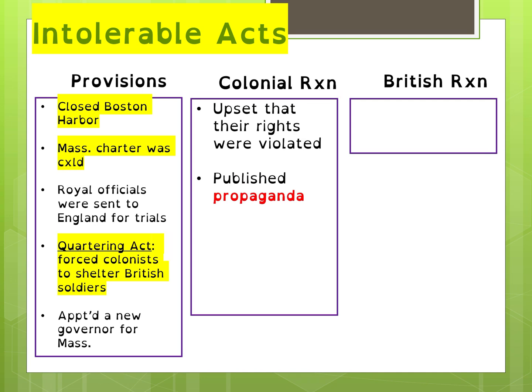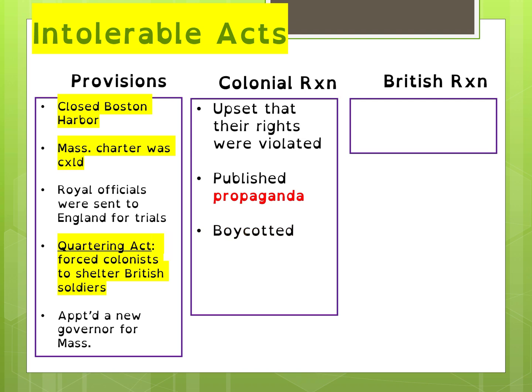The colonists are going to start publishing propaganda, which is anything that is created to support your point of view. It could be pamphlets, it could be posters, it could be editorials in newspapers, it could be books, essays, anything that can get the word out. In today's world, if you were to do that, you would go on social media, right? That's the fastest way to publish your opinion and to try to get support for your opinion. But back then they had to actually print things and mail them out and post them in public places. So they're really going to ramp up that propaganda to try to get support from all of the colonies.